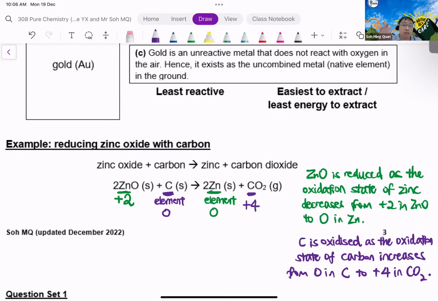Now, at this point, if you are still not familiar with how to calculate oxidation states, please go back to Redox, the video lesson 2 involving oxidation states. So we can see that zinc oxide is reduced, whereas carbon is oxidized in this reaction. And this reaction is possible because zinc is below carbon in the reactivity series. Because zinc is below carbon, carbon can reduce zinc oxide to zinc.